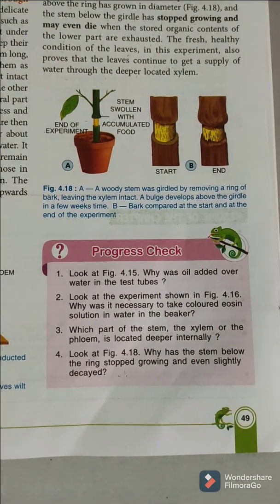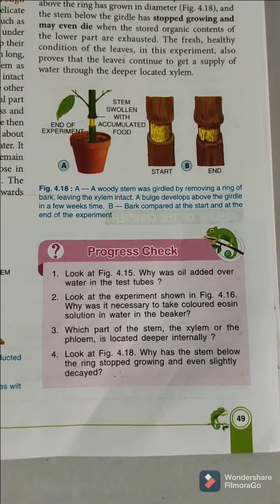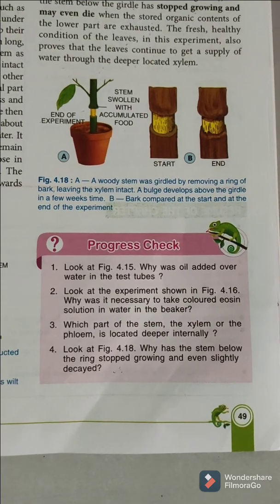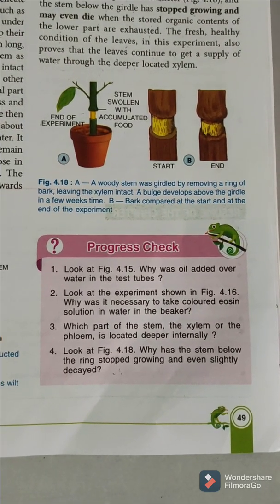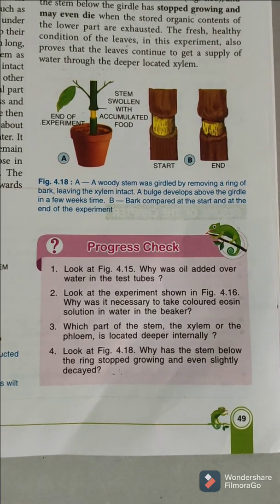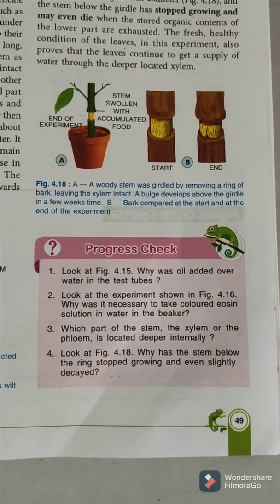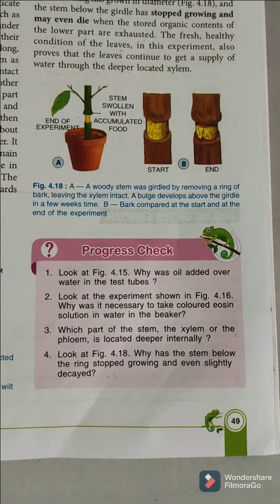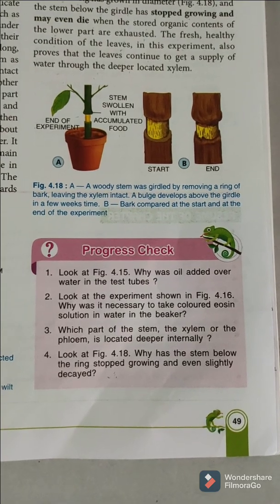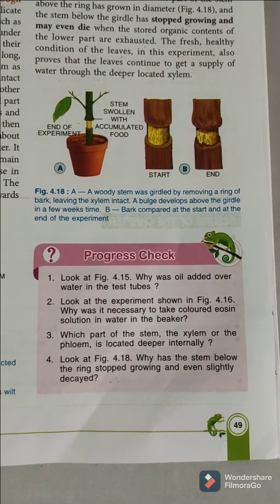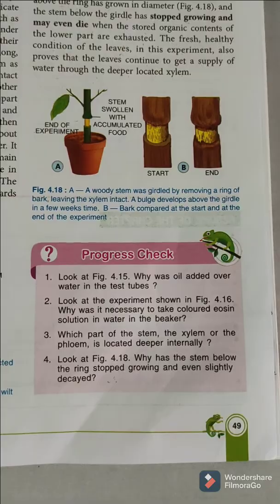Now last question, look at the figure 4.18. Why has the stem below the ring stopped growing and even slightly decayed? Because it is not getting food supply. Alright, when cells are getting food, they are going to perform different activities. But here the lower portion is not getting food, so it stopped growing.